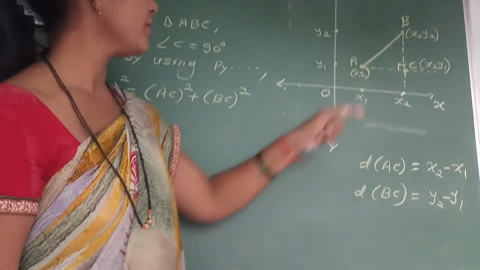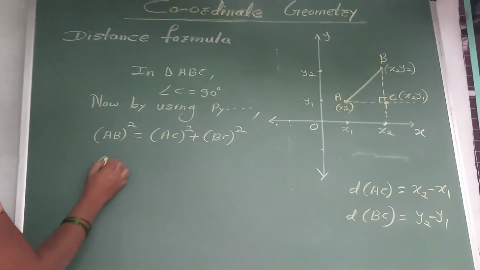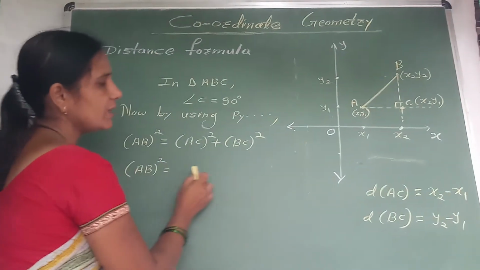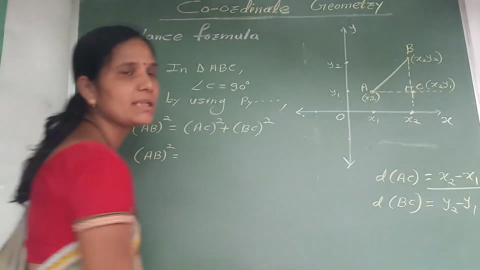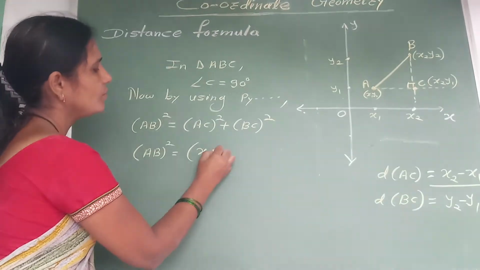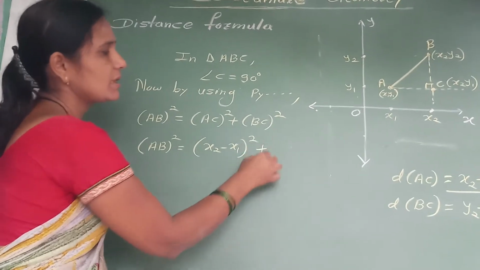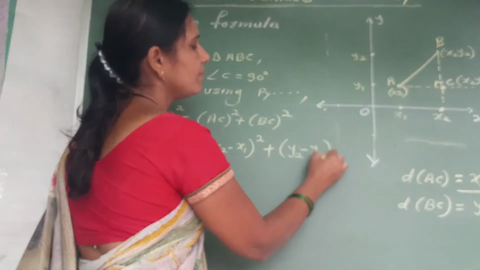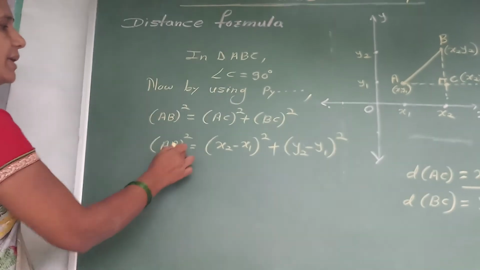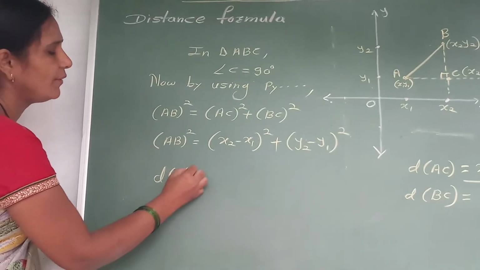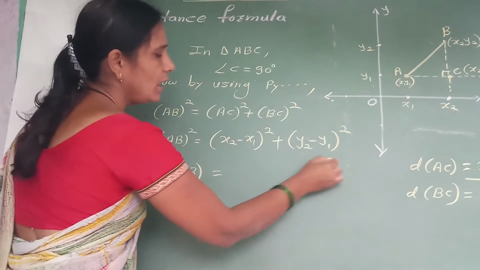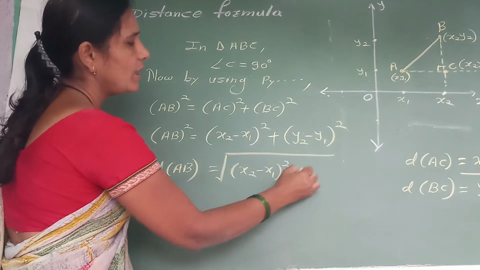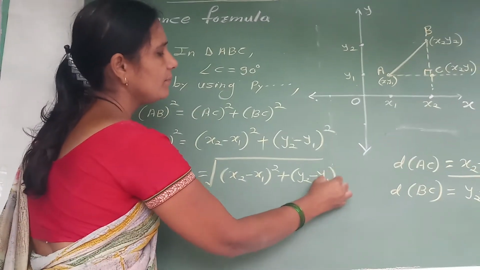Now put all the values. What is the distance AC? AB square is equal to, distance AC is x2 minus x1. So we write here (x2 minus x1) bracket square plus BC is y2 minus y1. So we write here (y2 minus y1) bracket square. So we have to find distance AB. Distance AB is equal to under root of (x2 minus x1) bracket square plus (y2 minus y1) bracket square.